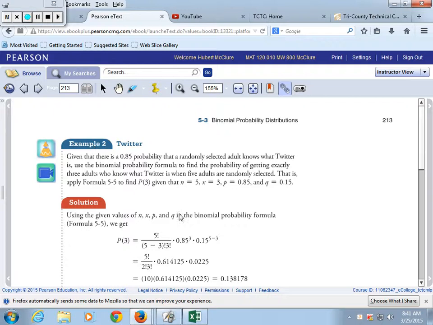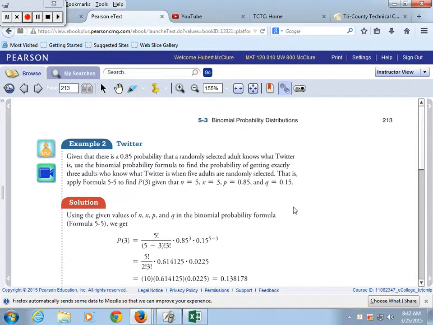Alright, here's an example. Given that there is a 0.85 probability that a randomly selected adult knows what Twitter is, use the binomial probability formula to find the probability of exactly 3 adults who know what Twitter is when 5 adults are randomly selected. So N is equal to 5, P is equal to 0.85, and X is equal to 3. Now I'm not going to go through how you plug it in, because that's a pain.